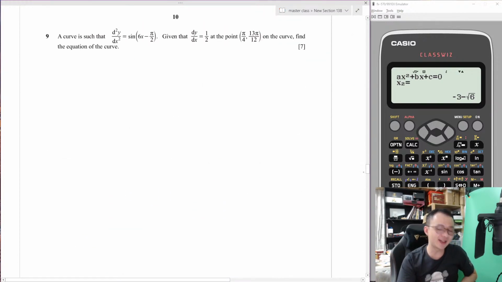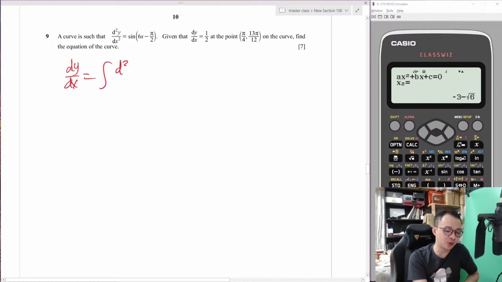Okay, number 9, another differentiation question. So they give you the second derivative, the first derivative, and then they ask you to find the equation of the curve. So I know that I need to integrate 2 times. So first idea you must know, you will get dy dx when you integrate d2y dx square. Okay, this is the first idea you must know. So therefore, dy dx is 1 over 2 at this point on the curve. Alright, so it doesn't matter first.